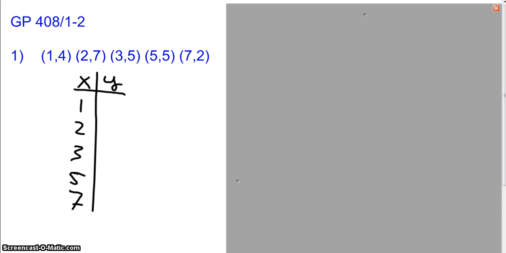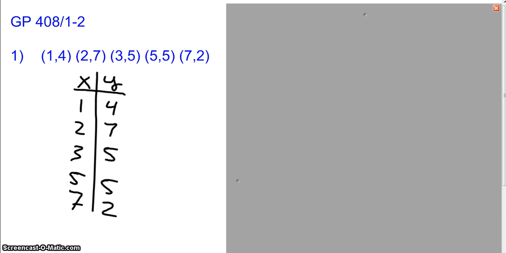You could also receive this information in little ordered pairs. So what might a person do to answer the question, is this a function? If you don't like ordered pairs, what could you do, Chad? You could make a chart like we just did with the X and the X and Y and the Y. Good. And then maybe some of you don't need to make a chart, but you could. You could say, okay, which ones are the X's? Can you tell me what are the X's, Chad? 1, 2, 3, 5, 7. And then what are the Y's? 4, 7, 5, 5, 2.